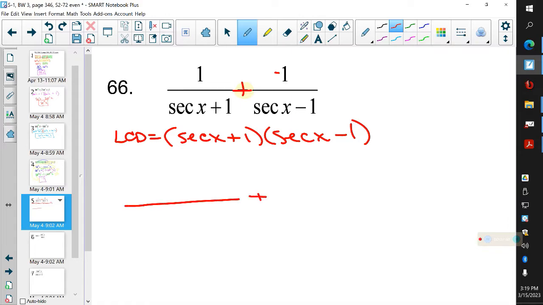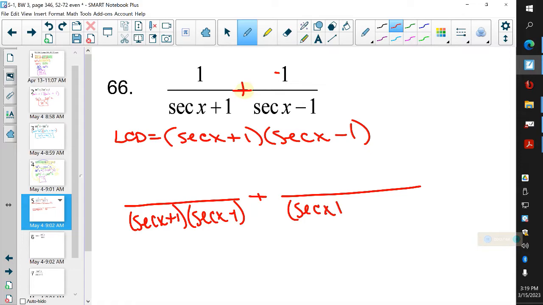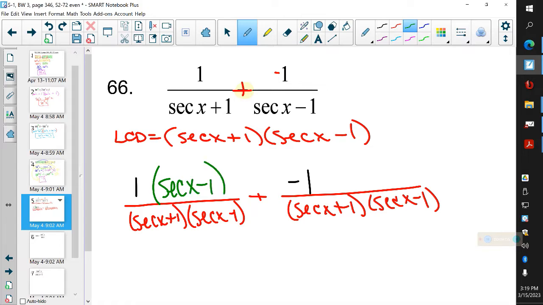So I have two fractions with that denominator. Secant of x plus 1, secant of x minus 1. Secant of x plus 1, secant of x minus 1. I drop down the 1 for each one of them. First fraction's a 1, the second fraction's a -1, and I'm going to tack on what I need to multiply by. Well, this needs a secant of x minus 1, and over here, this needs a secant of x plus 1.